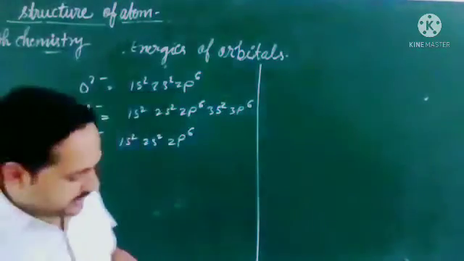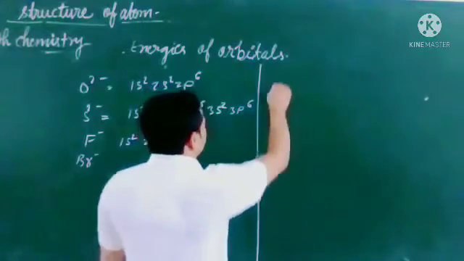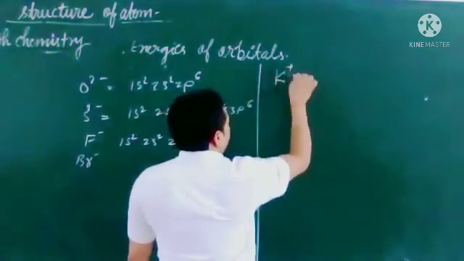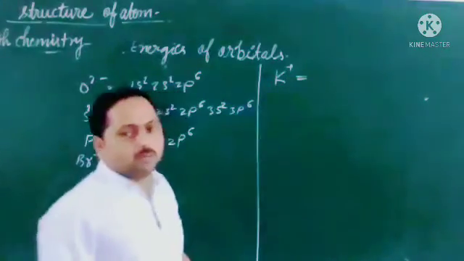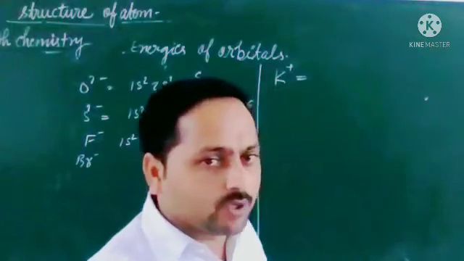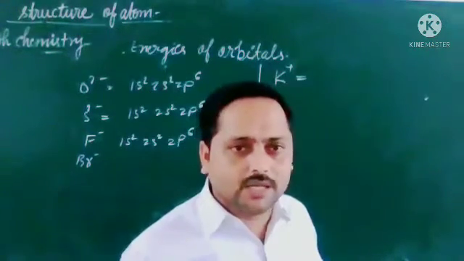Yes, sir. And the thing here, just to see: the first one is potassium, K plus. The atomic number of this one is 19, but one positive charge means it has lost one electron. It has lost one electron.